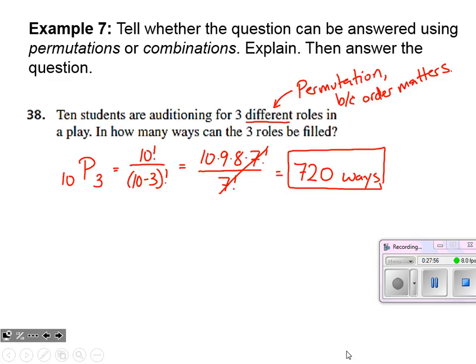Notice they didn't say what's the probability, so I know that my answer can be greater than 1. That's totally fine. They're saying how many ways. Another key vocabulary concept.